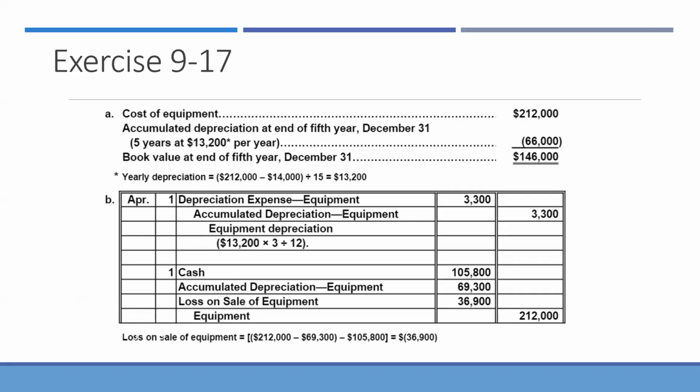We get cash of 105,800. Accumulated depreciation that we already have is 66,000 plus 3,300, which is 69,300. And then our credit to equipment was 212,000, our historical cost. And so then the difference between our debits and credits to balance, we have a loss of 36,900.